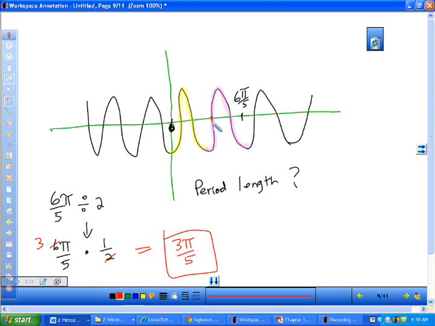So from there, that value right there, it's 3 pi over 5. And that's the period length. Now, there are so many cycles there, but I only want to look at the period of one cycle. That's what they're asking for. Do you understand that?